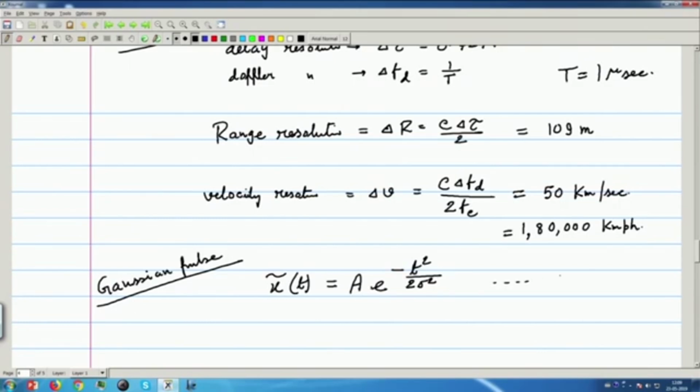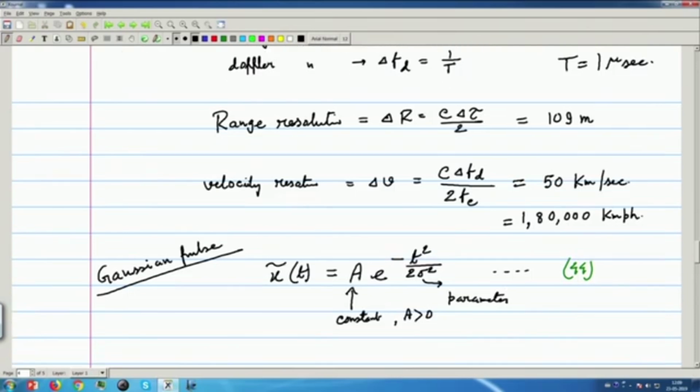Let me write it as equation 44, where this is a constant and also a is greater than 0, a positive constant. And sigma, you know what it is, but let me call it a parameter, because it is the standard deviation of the Gaussian pulse.